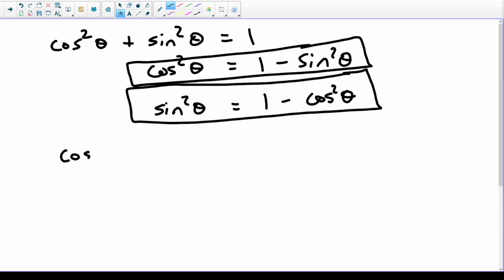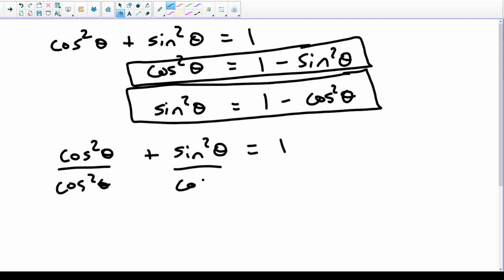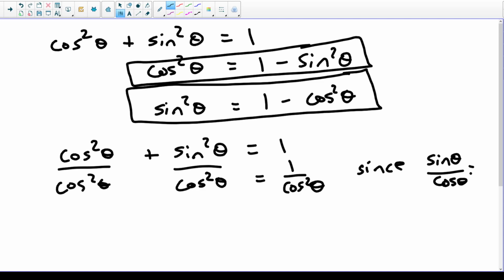Here's another one. I think this one's in your handout for those of you in my class. If I divide all of these by cos squared theta, sine squared theta divided by cos squared theta can be changed, since sine theta over cos theta is equal to tan theta, to tan squared theta. Cos squared theta over cos squared theta is 1.